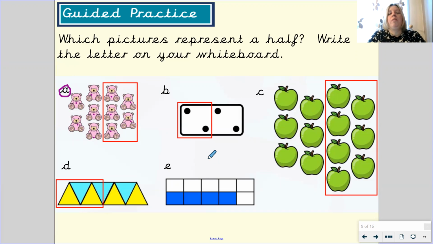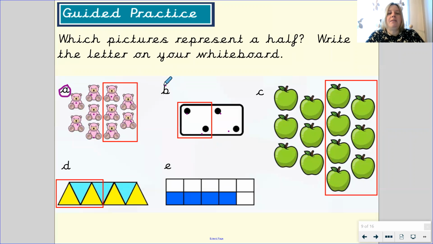If we count all of the dots, we know that our whole number is 4. If we count how many are in each part, we will find out how many are in each part. Count with me. 1, 2. 1, 2. So we can tell and we can know that half of 4 is 2. We know we've shown a half because each part is equal.